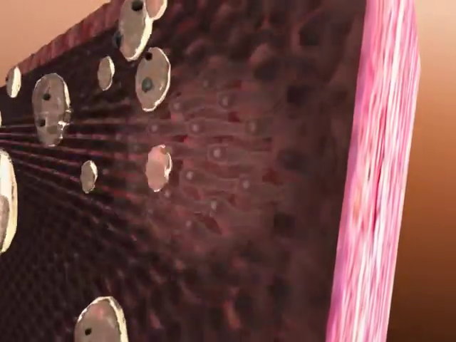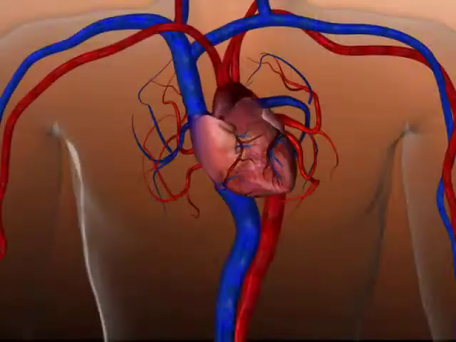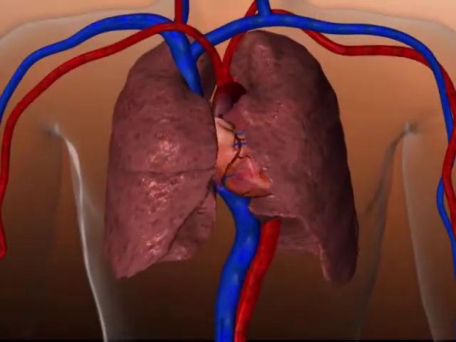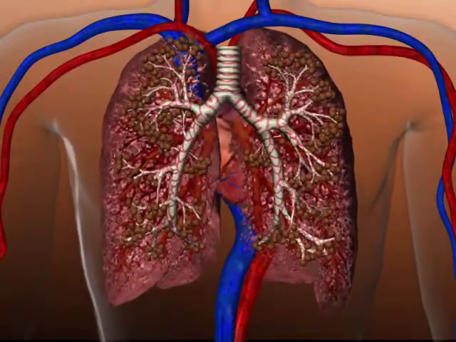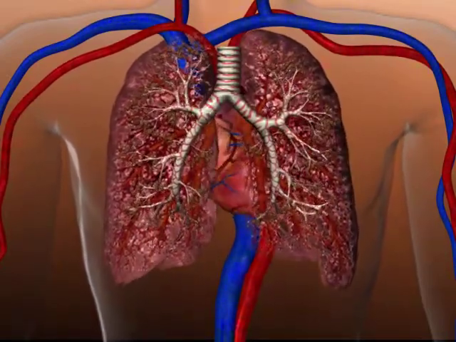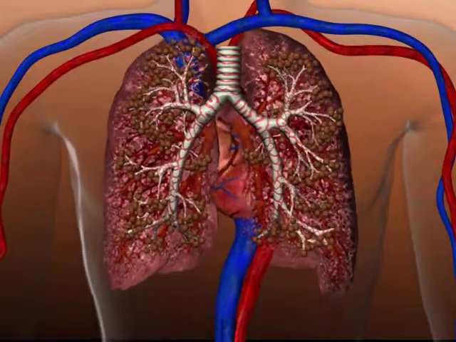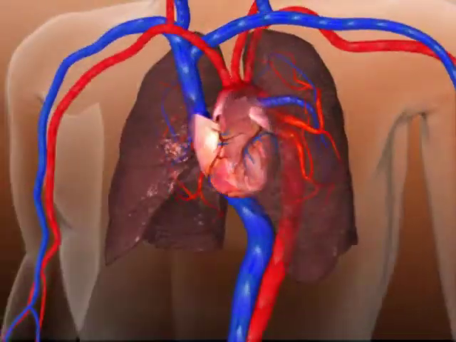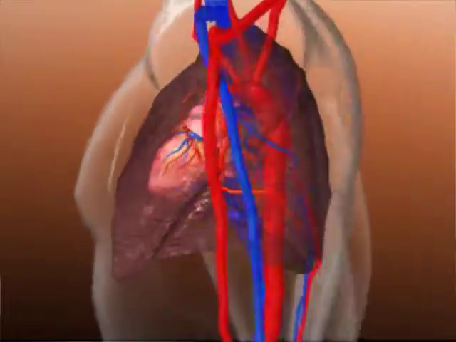Now that we're familiar with the parts of the respiratory system, let's take a look at the process. We need a continuous supply of oxygen for cellular respiration, and we must get rid of excess carbon dioxide, which is the poisonous waste product created in our cells. Gas exchange is the exchange of oxygen and carbon dioxide between the air and the blood in the lungs.